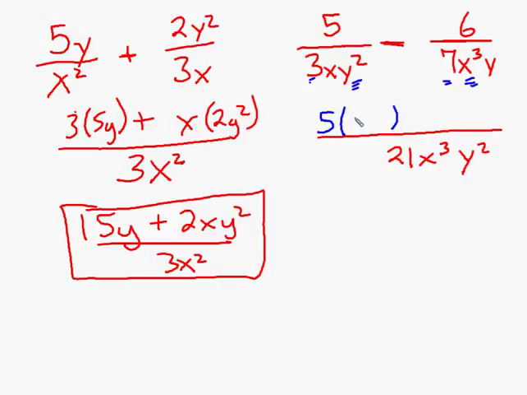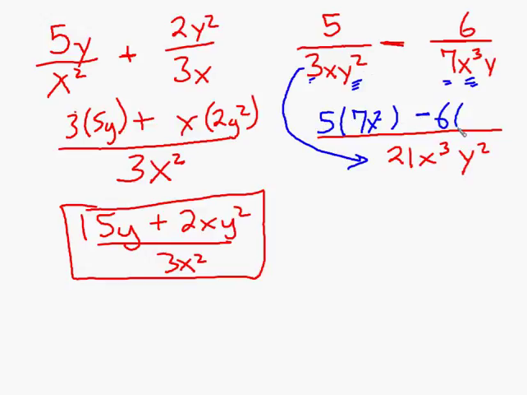7x squared, just x squared. Okay, this one already has the y squared, right? I look at this denominator and I ask, how do I get this denominator to become that denominator? So it would be times 7, and then I need an x squared to give me x times x squared is x cubed, and then I already have the y squared, so I don't need to worry about that.